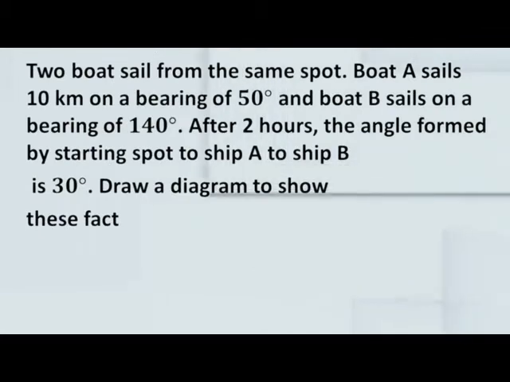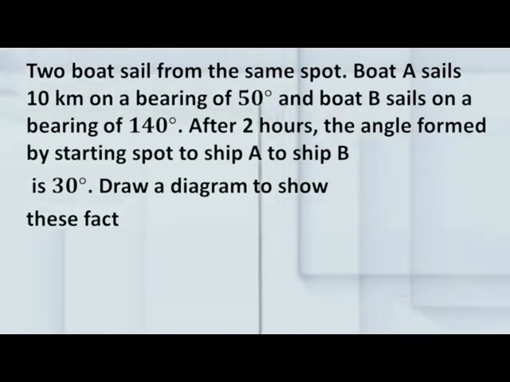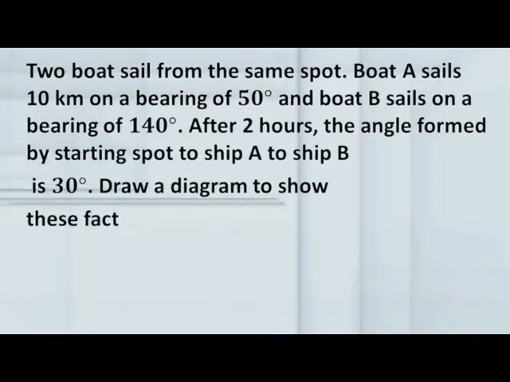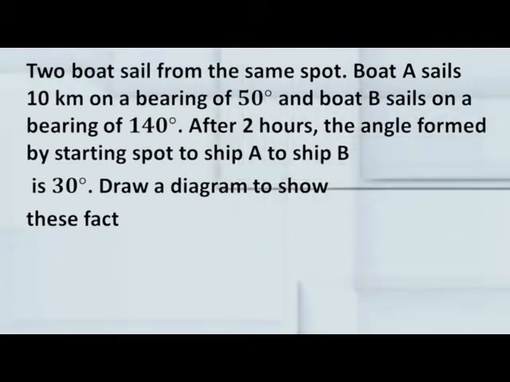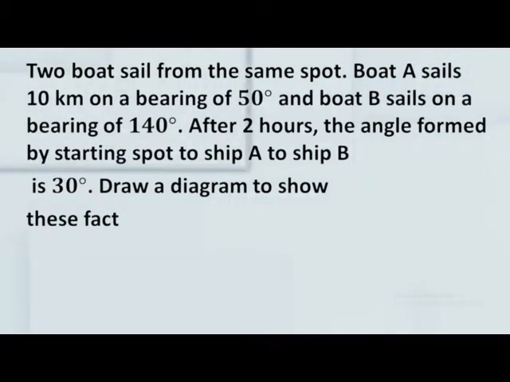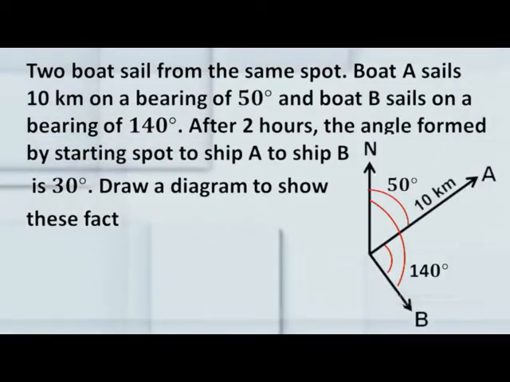So in this example, two boats sail from the same spot. Boat A sails 10 km on a bearing of 50 degrees and boat B sails on a bearing of 140 degrees. After 2 hours, the angle formed by starting spot to ship A to ship B is 30 degrees. Draw a diagram to show this fact. This is the diagram to show this fact.